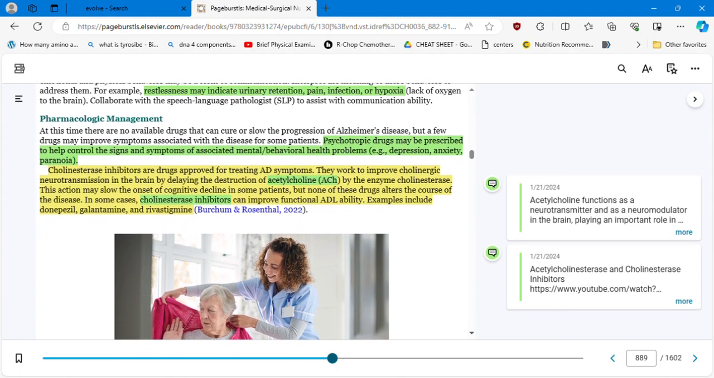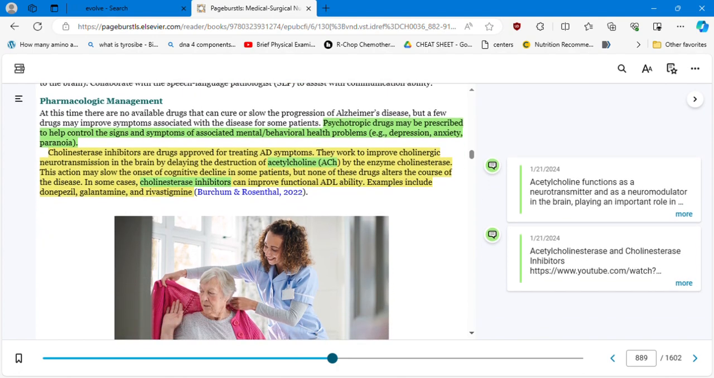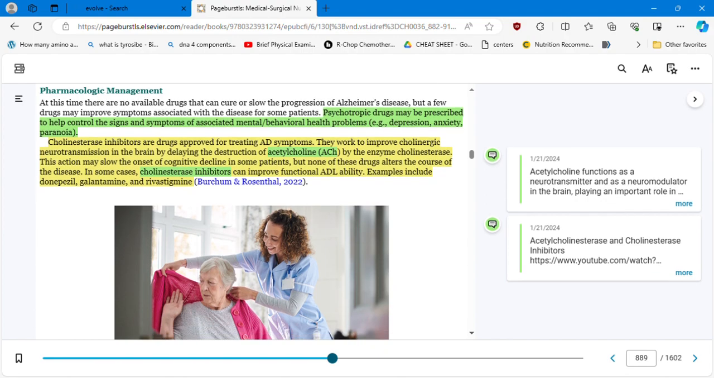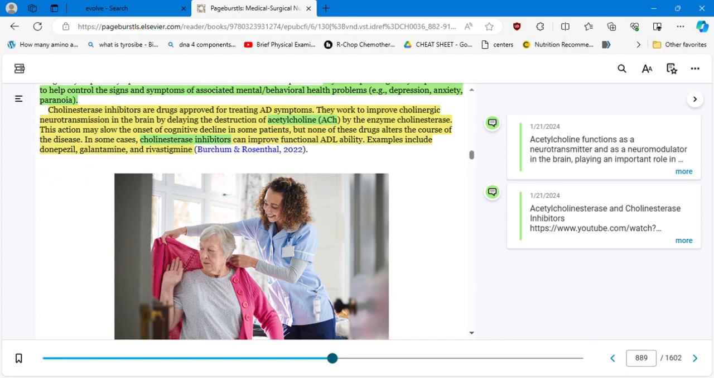Pharmacologic management: psychotropic drugs have been prescribed to help control the signs and symptoms of associated mental behavioral health problems, depression, anxiety. Cholinesterase inhibitors are drugs approved for treating AD symptoms. They work to improve cholinergic neurotransmission in the brain by delaying the destruction of acetylcholine by the enzyme cholinesterase. This action may slow the onset of cognitive decline in some patients, but none of these drugs alters the course of the disease.